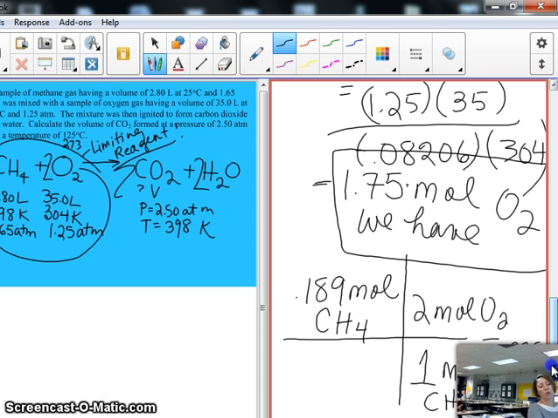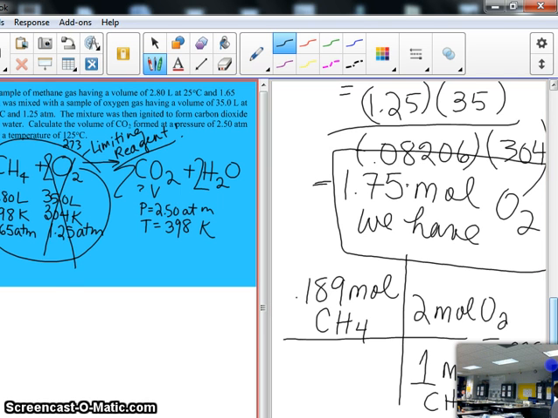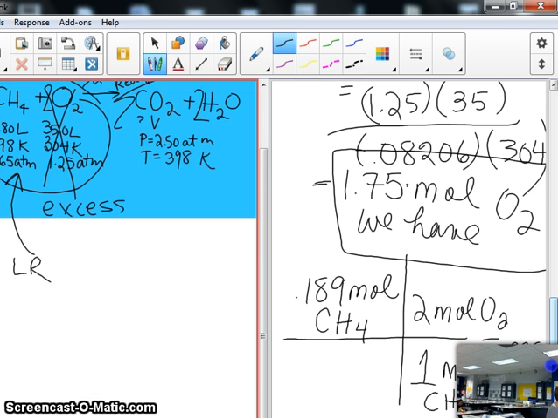If you compare what we need to what we have of the oxygen, we have more than enough. So oxygen is not your limiting reagent. This is in excess. This is your limiting reagent. It will run out first. And now we can go ahead and do our typical, if we know the moles of the limiting reagent, we can find the moles of the product that they ask us about.